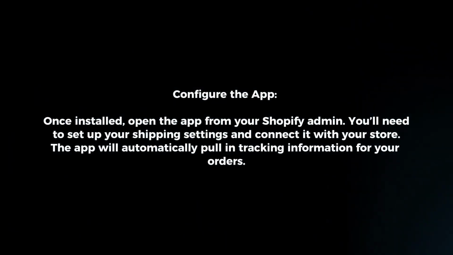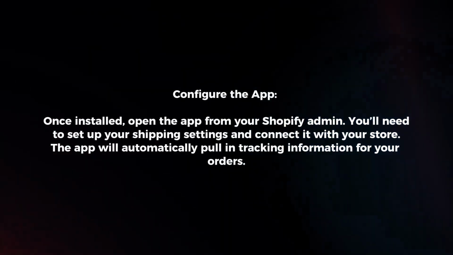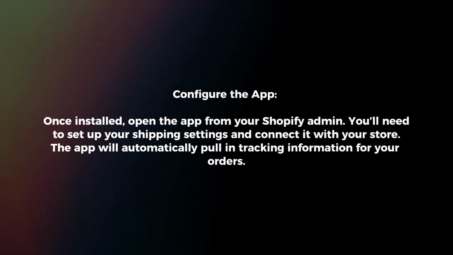Configure the app. Once installed, open the app from your Shopify admin. You will need to set up your shipping settings and connect it with your store. The app will automatically pull in tracking information for your orders.